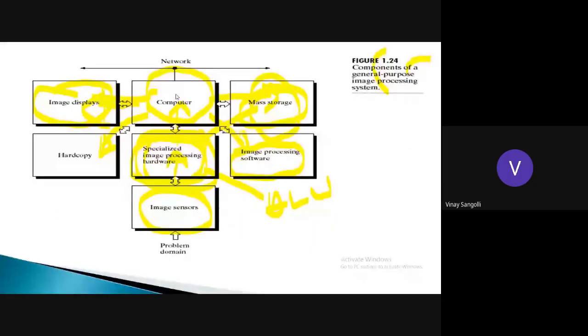Most of our applications depend on the network, which is nothing but your internet, or it could be a LAN connection, or an intranet. Right now, how we are communicating is again nothing but your internet. That is your network. So network is very much essential.